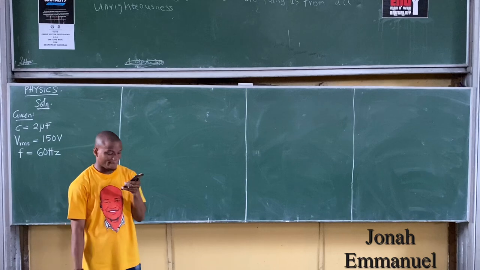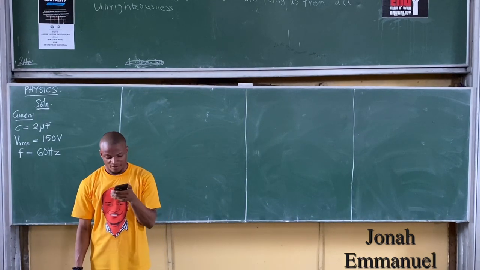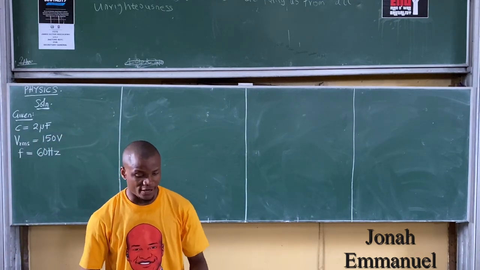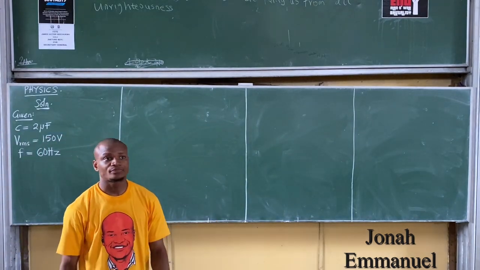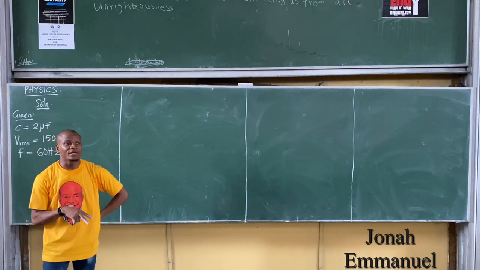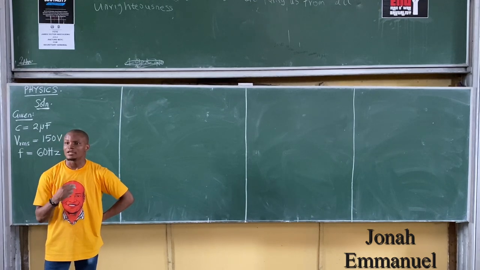What next? You have to find out about that. Find the RMS value of what? Current. The peak value of current. Alright, so look up. Find two things there: the RMS value of current and the peak value of current.